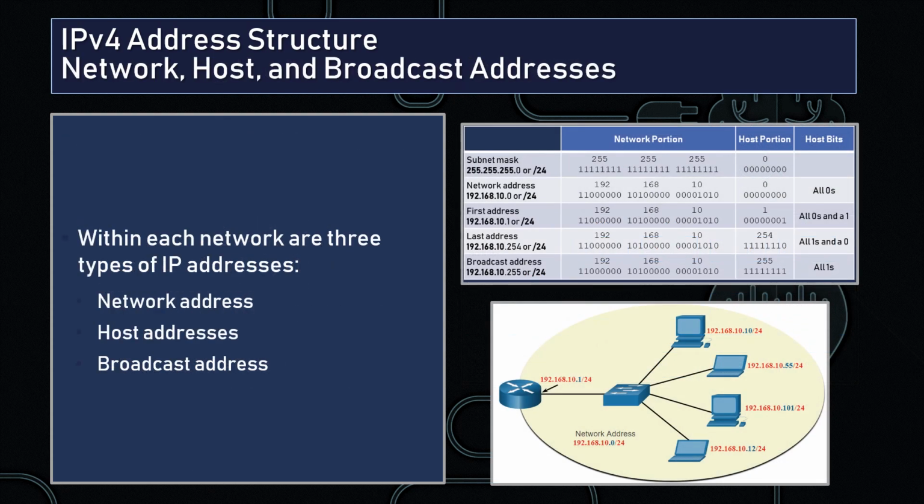Within each network are three different types of addresses: host addresses, which are the bulk of them, network addresses, and broadcast addresses. Usually when we're defining a network, we'll show the subnet mask, the network address, the broadcast address, and the last and first host.